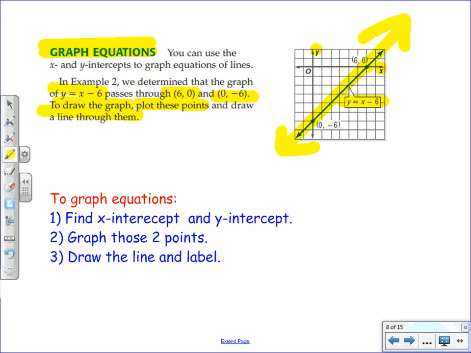So to graph with equations, you're going to find the x and the y-intercept, which is what we did the slide before. Then we're going to graph the 2 points, and then we're going to draw the line and label. So these are your 3 steps. You might want to write those down.